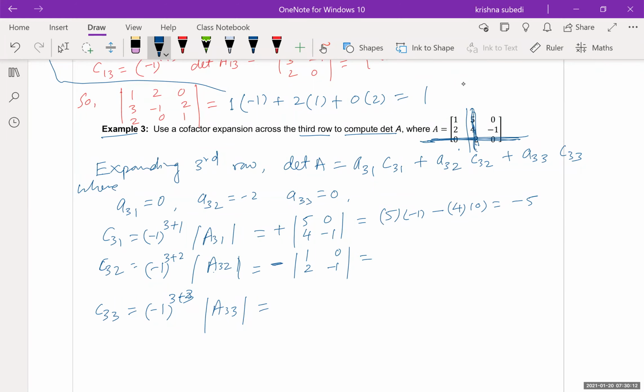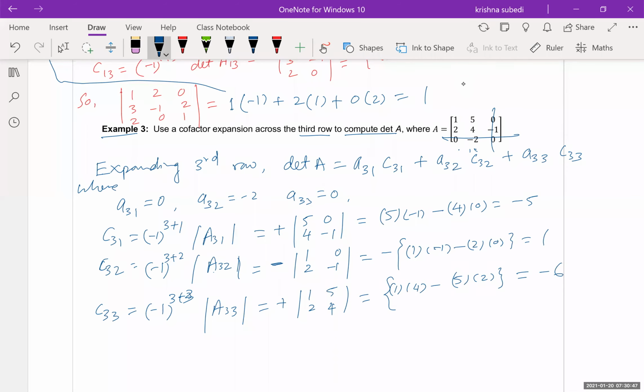And now this one will be -1 power 6, which is positive, and A33 means you ignore the third row and third column. So the remaining is 1, 5, 2, 4. And that's going to give me, let me see, a negative. I'll get 1, -1, -2, and 0, which gives me +1. And this guy will be 1 times 4 minus 5 times 2. That's going to give me -6.